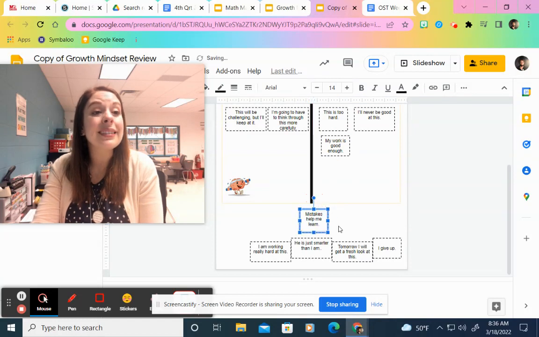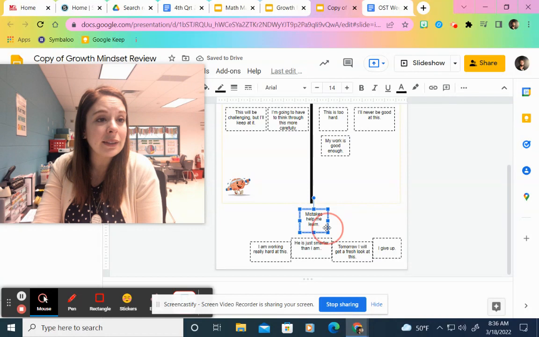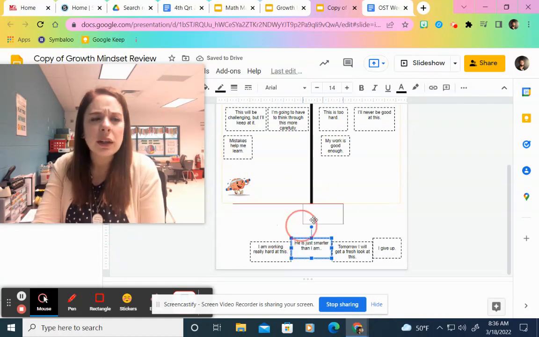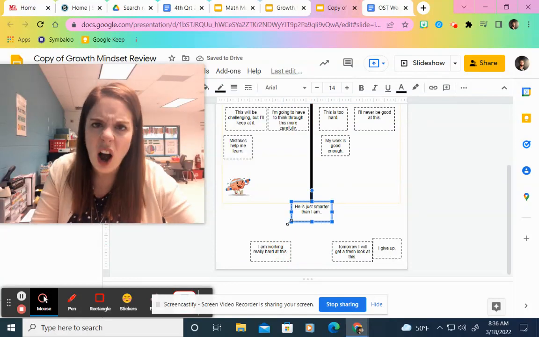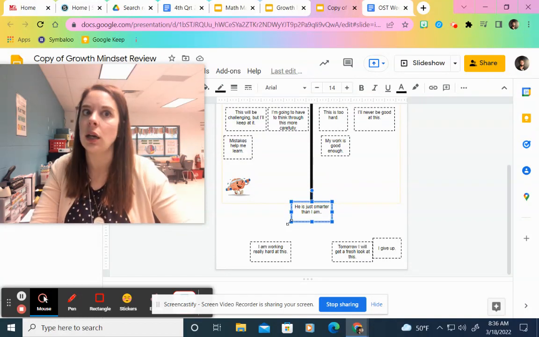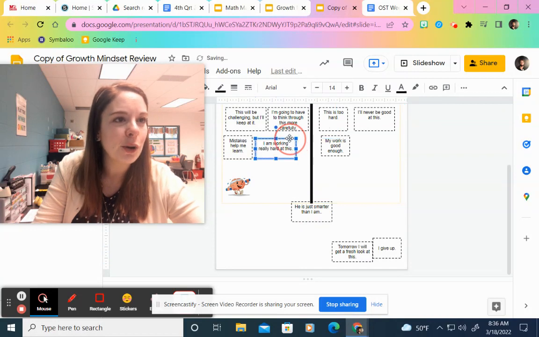How about this one? Mistakes help me learn. Well, of course, that's a growth mindset, right? Because we have to learn from our mistakes. I am working really hard at this. That's good. Instead of saying, this is so hard, I don't understand it, you're saying, I'm working really hard at this. Except I moved the wrong one, didn't I? So let's put that under growth mindset.